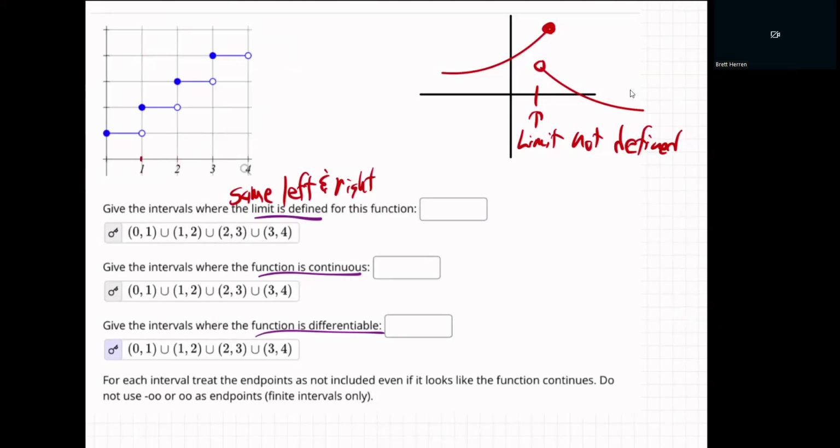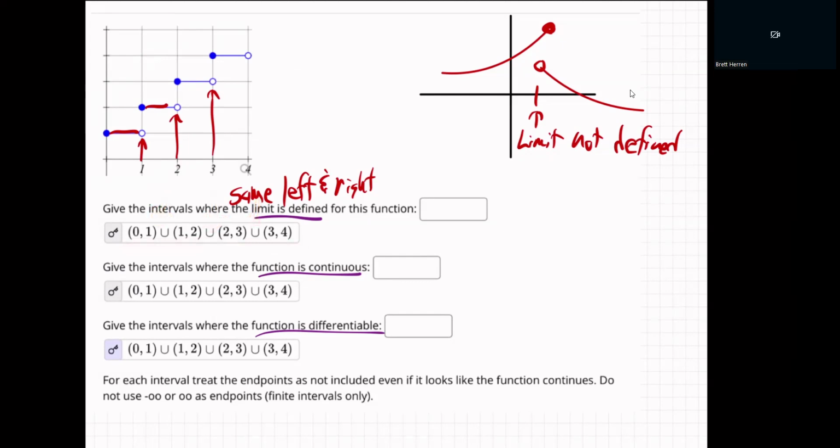Well, we can see right here at 1, it's here and then it's up there, and right there at 2 and right there at 3. They're all a problem, aren't they? So we're giving the answer right there. That does not include the 1, does not include the 2, and does not include the 3.